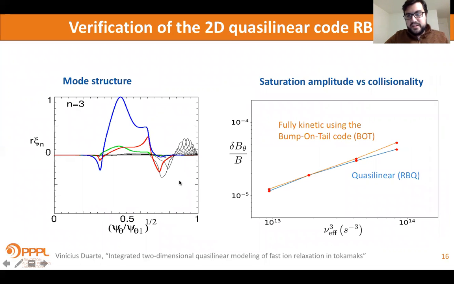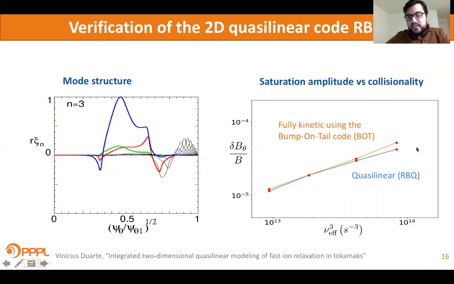This is another example of the code. This is the case of a reverse shear Alfvén eigenmode. That's the mode structure. What we compare here is the saturation level in the quasilinear code with a fully nonlinear code using a bump-on-tail setting called BOT, that was developed by Matt Lilley in 2010.